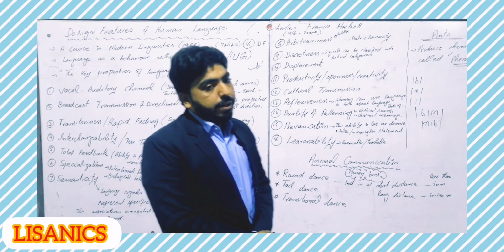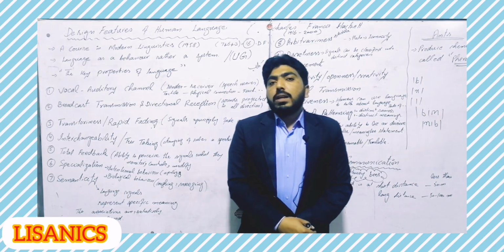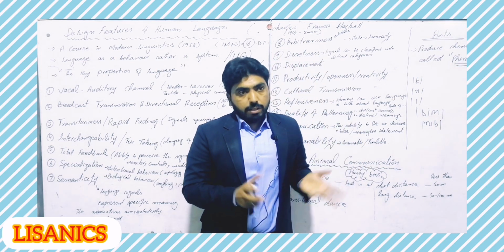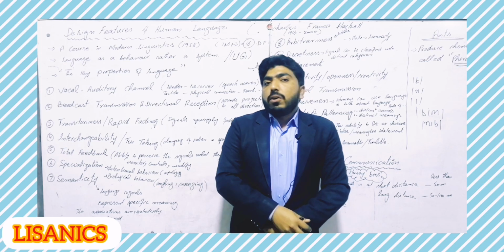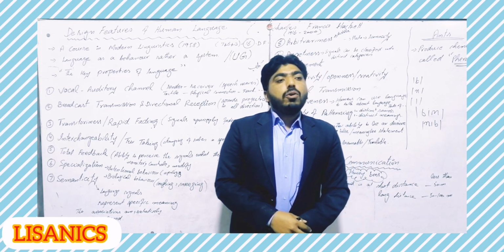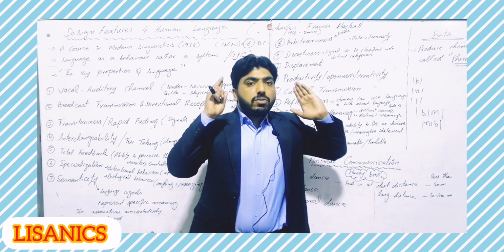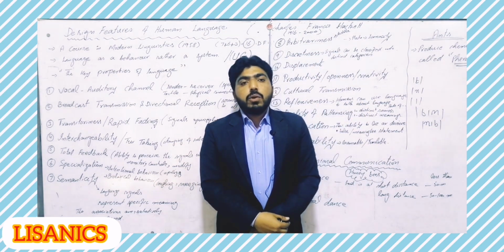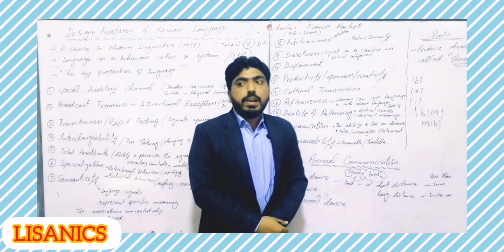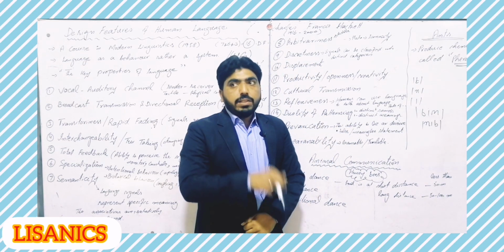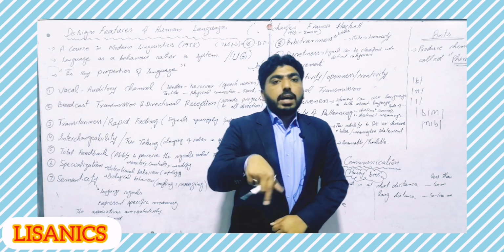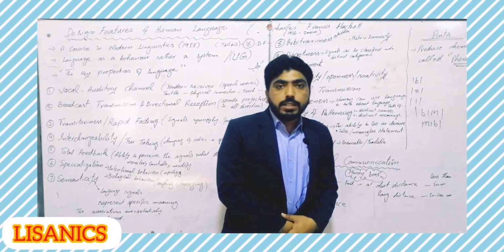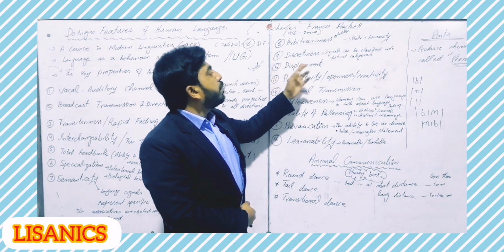Next we see displacement. This quality of language enables human beings to communicate about those things which are not physically present. For example, we can talk about our past, we can talk about our future. We can also give names to those things which are not physically present, but only present in our mind. New ideas, new concepts can be generated. We can talk about different philosophies which are not physically present in our physical life. So the ability to talk about past and future, and about those things which are not physically present, this is what we call displacement.